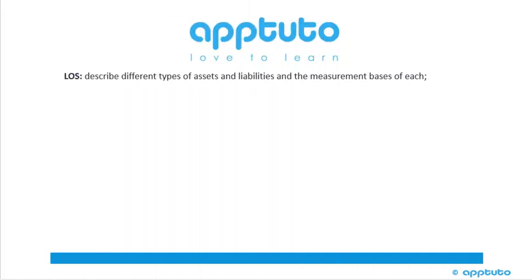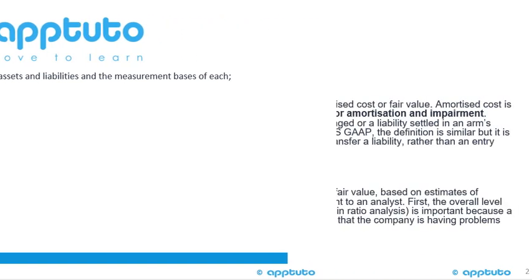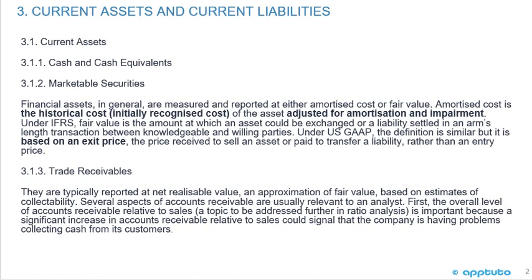This LOS is to describe different types of assets and liabilities and the measurement basis of each. In this LOS, we're basically going to scroll through the balance sheet, and the first thing that we're going to look at is current assets and current liabilities. Starting with the current assets, the first item, most liquid, is cash and cash equivalents.